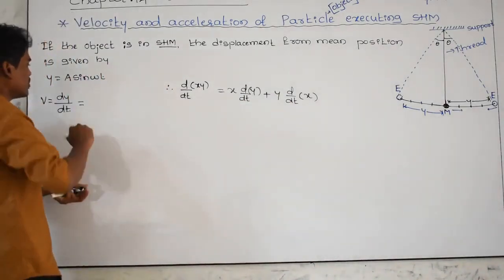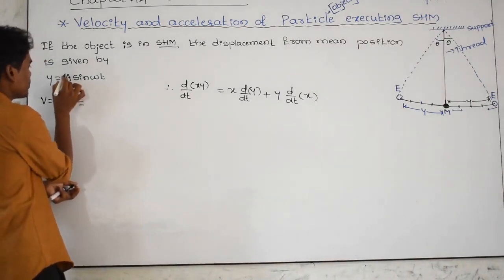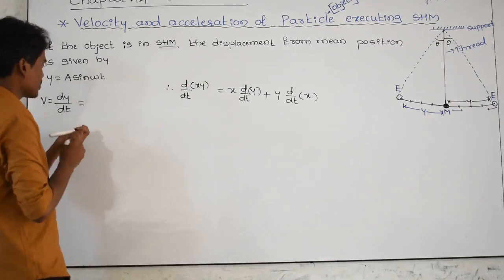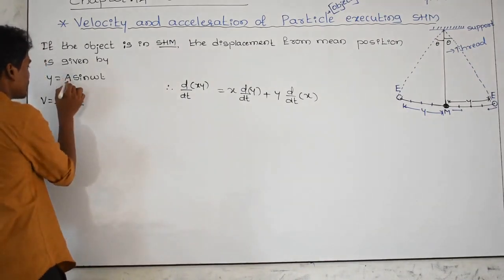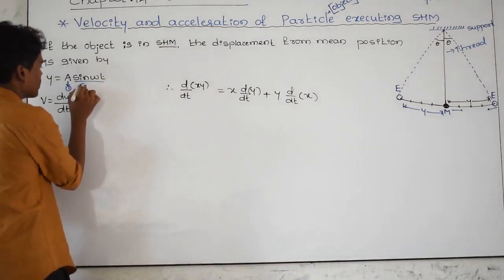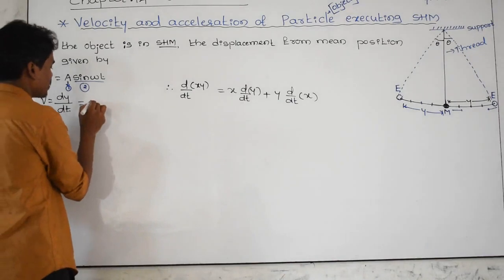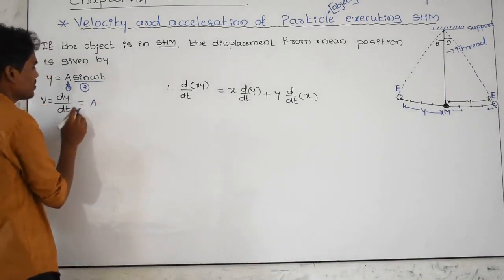Here this is x and this is y. This is the first function and this is the second function. Differentiate now. Keep a as it is.